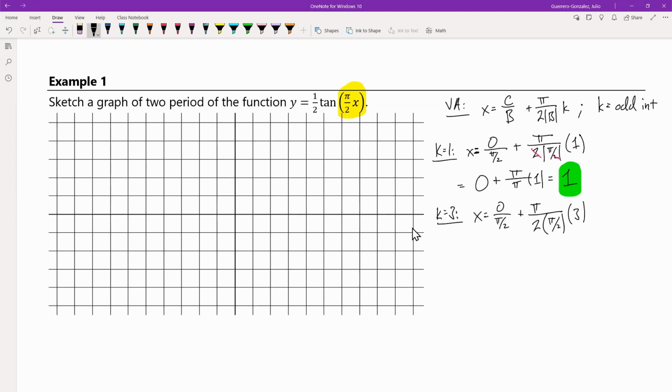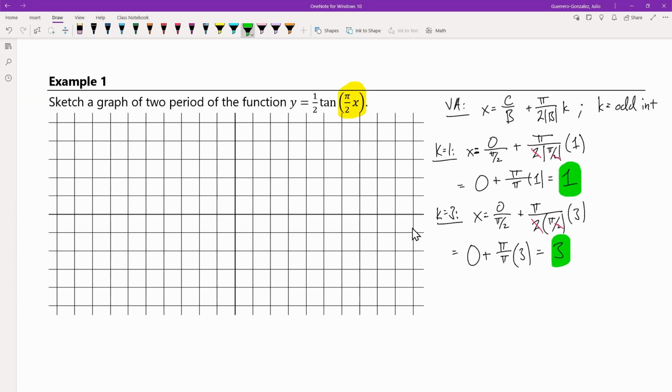Hopefully you guys see that the math is becoming repetitive. 0 plus, cancel those out, you get left with pi divided by pi times 3. That is going to be equal to 3. Hopefully you see something happening, and this is what's going to happen every time. Notice that I plugged in 1 and I got 1. I plugged in 3 for k and I got 3.